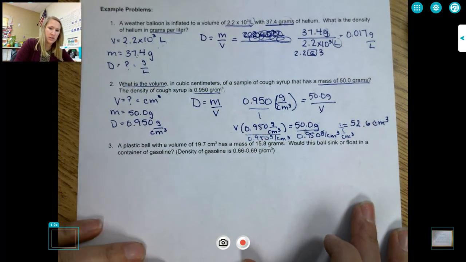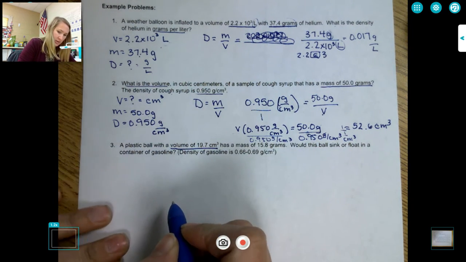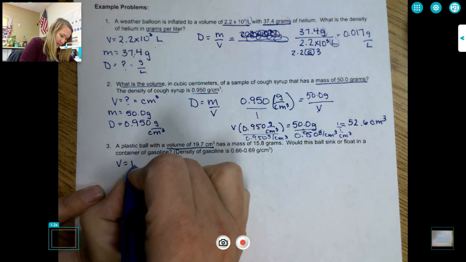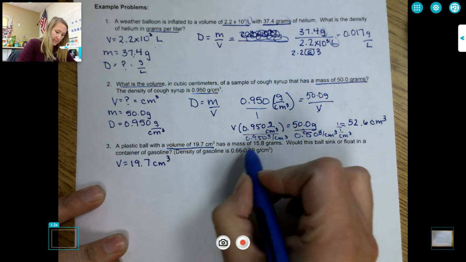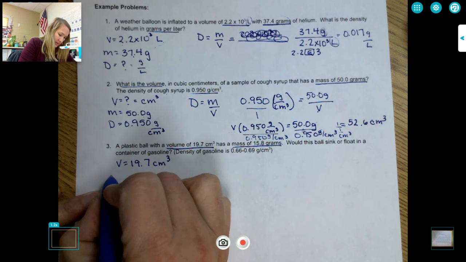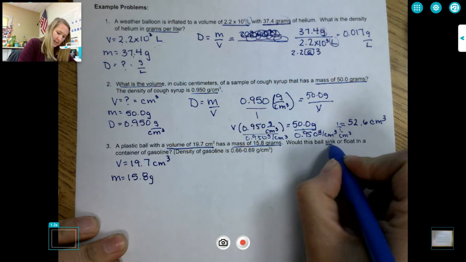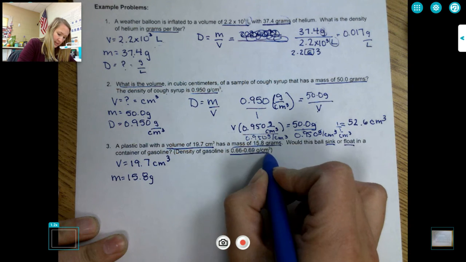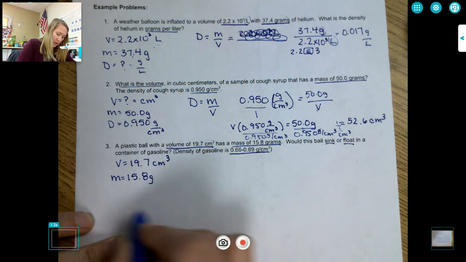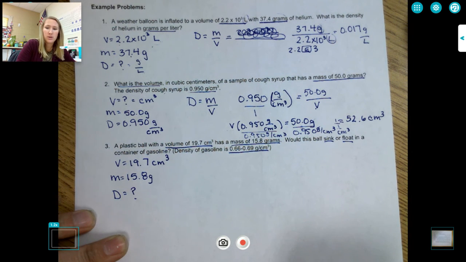Now for my last question, I have a plastic ball with a volume of 19.7 centimeters cubed. So my volume, 19.7 centimeters cubed. It has a mass of 15.8 grams. So I record that. Would this ball sink or float in a container of gasoline? The density of gasoline is 0.66 to 0.69 grams per centimeter cubed. So I need to know what is the density of the ball to see if it's greater than or less than the density of my gasoline.